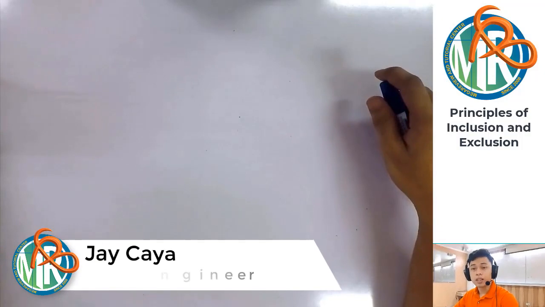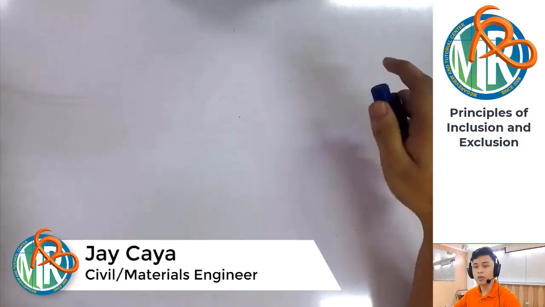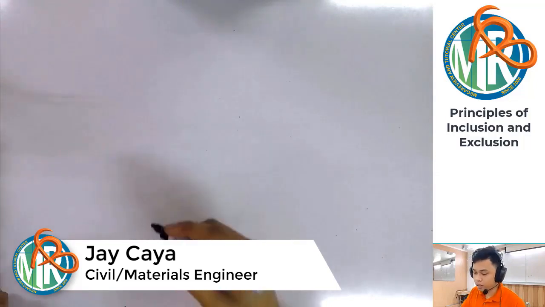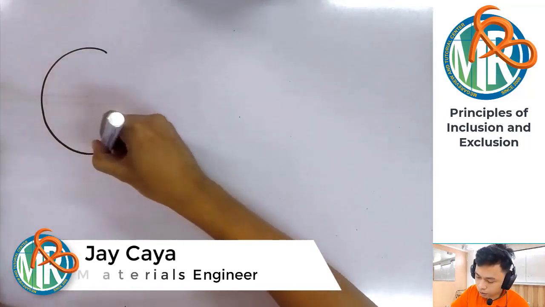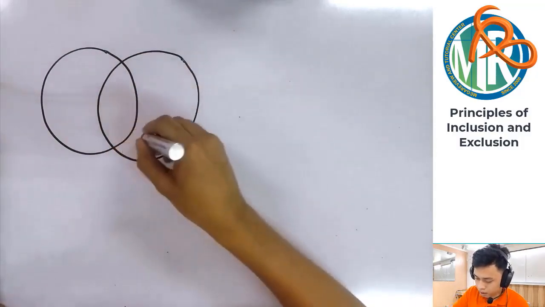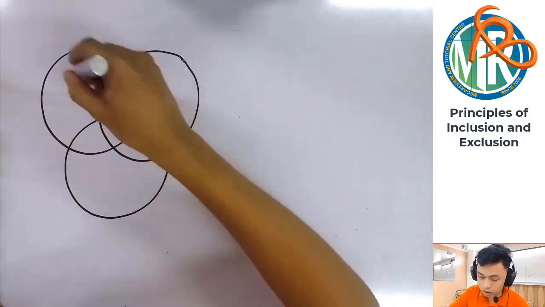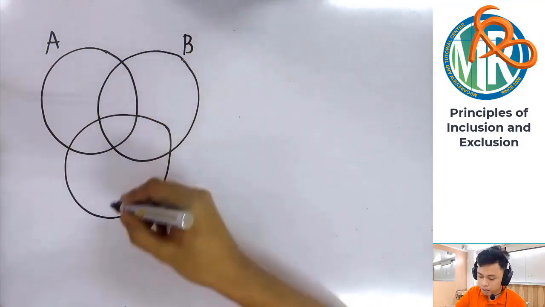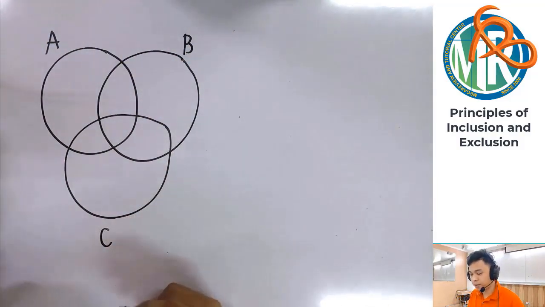Pag-usapan naman natin yung cardinality of union of 3 sets. Or sabihin natin, 2 or more sets, no? Say for example, ito yung tatlong set na sinasabi natin. So this is your set A. Sabihin natin this is your set B. And this is your set C.